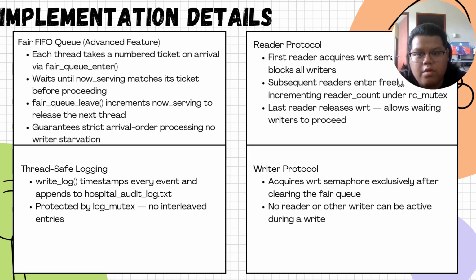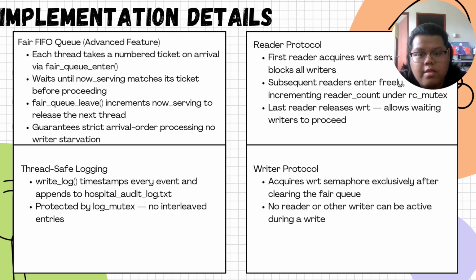So, in our implementation, every thread, whether a reading nurse or an updating doctor, must first pass through the fair FIFO queue, where it takes a numbered ticket and waits until now serving matches before proceeding. This guarantees strict arrival order processing and completely eliminates writer starvation.